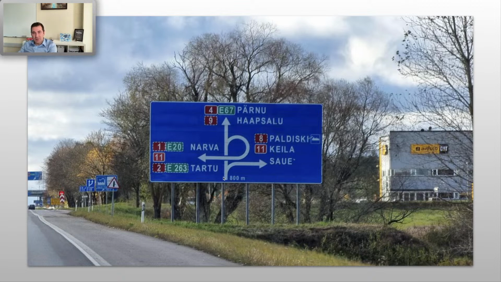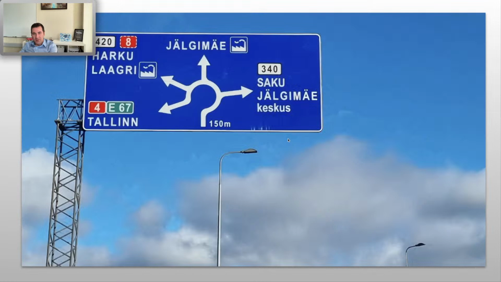Okay, so here is also the same sign. If you turn to the right, you'll get to Saue. If you pass the bridge below and then turn to the right, you will get to Narva, Tartu. Or also to the right side, the road leads to Keila, Paldiski. And if you go straight, you will get to Pärnu and to Haapsalu.